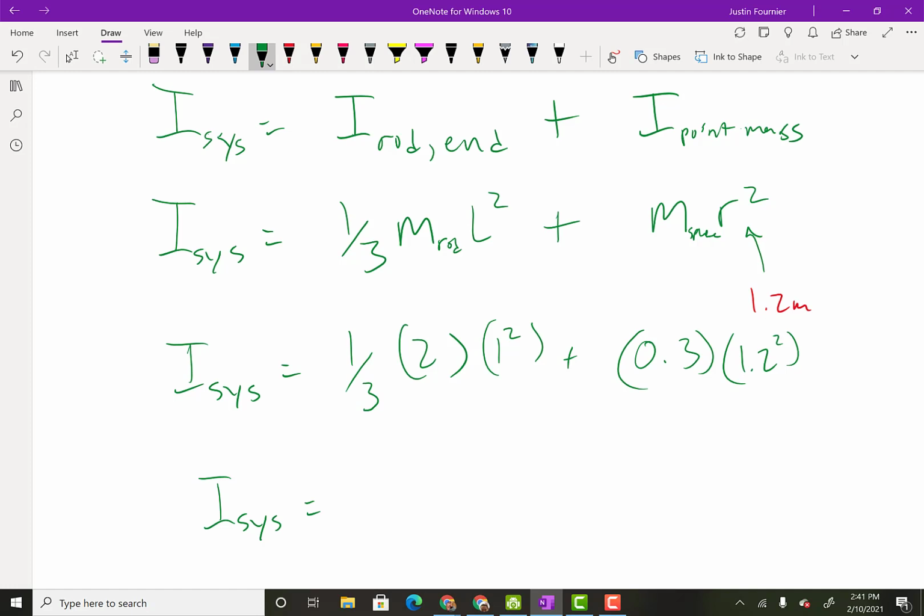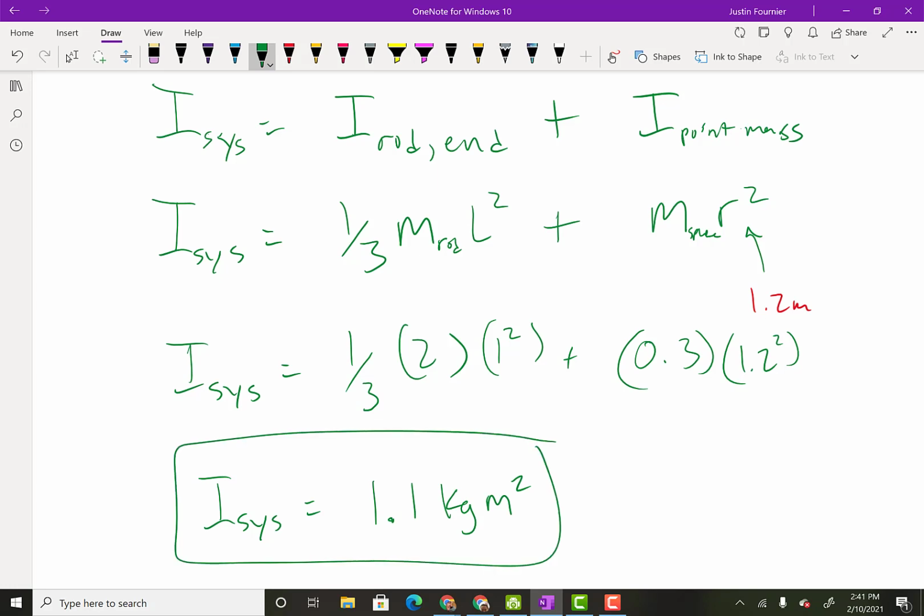So let's see, 2/3, right? That's 1 squared plus 1.2 squared times 0.3. And I get about 1.1 total. So I think I'm getting 1.1. Please check me and let me know if I'm wrong. So 1.1 kilograms meters squared. So there's that, but that's not my answer.